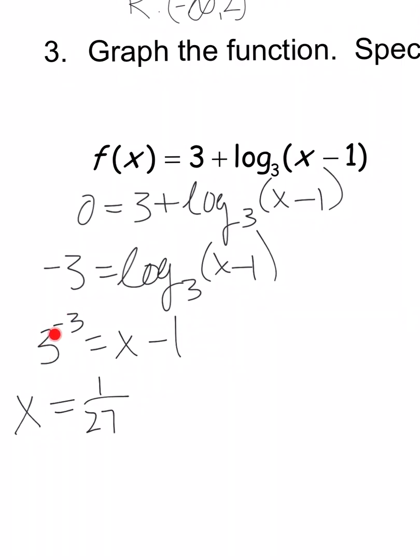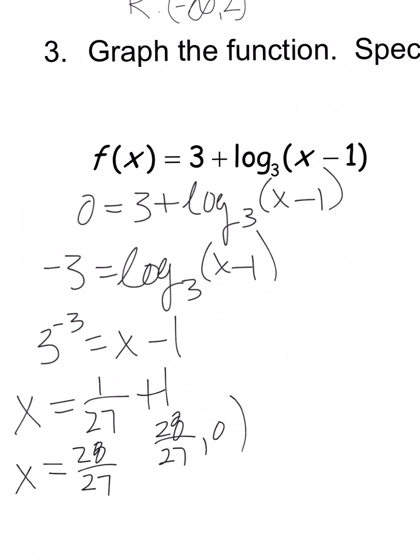And that would solve, if we get x equals 1 over 27. As I took this, I flipped it to the denominator, turned the exponent positive. 3 to the third is 27. And then we have a plus 1. So if we want to combine those, that would be 27 over 27 plus 1 over 27, which gives us 28 over 27, or the x-intercept at 28 over 27, comma 0.